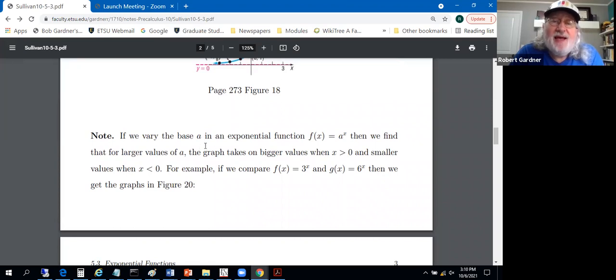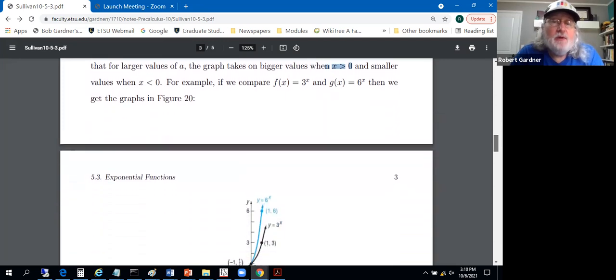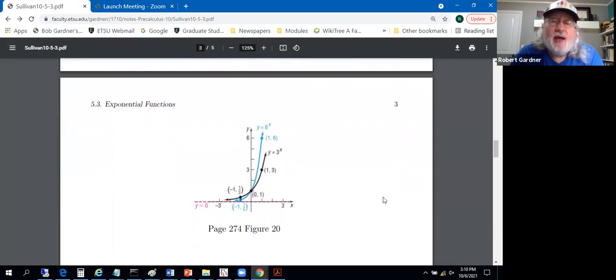If we vary the base a in an exponential function, f of x equals a to the x, we find that for the larger values of a, the graph takes on bigger values for x greater than 0 and lesser values when x is less than 0. For example, let's compare 3 to the x and 6 to the x. The 6 to the x values are going to be bigger than the 3 to the x values when x is greater than 0, and they'll be less than when x is less than 0. Is the claim, and here's the graph.